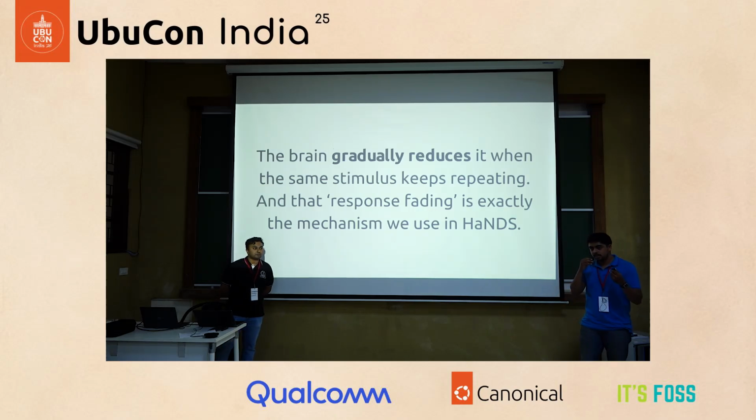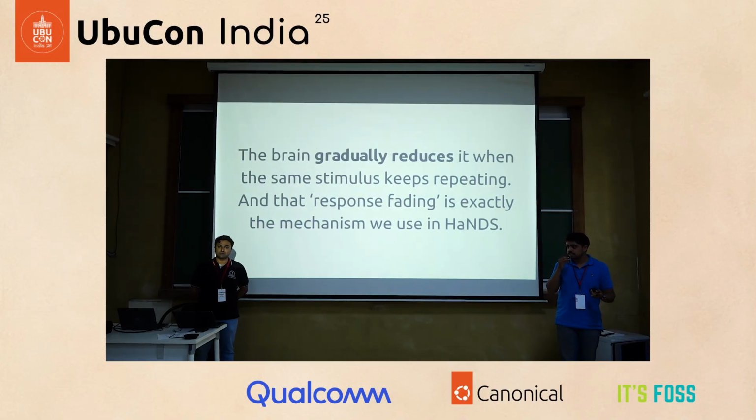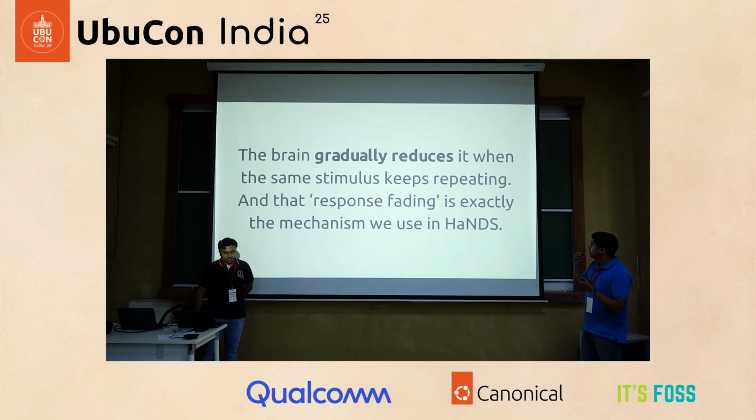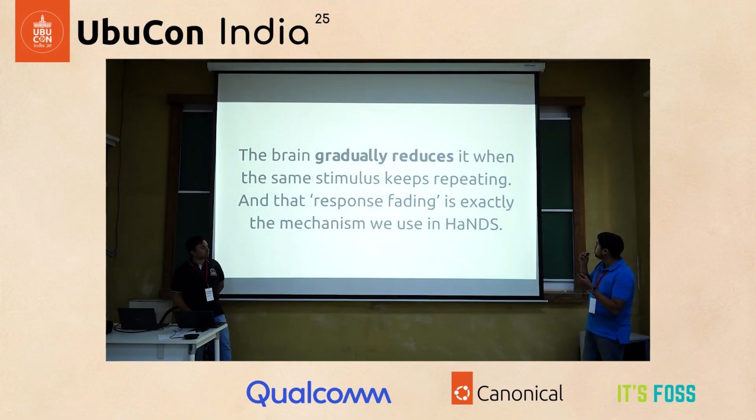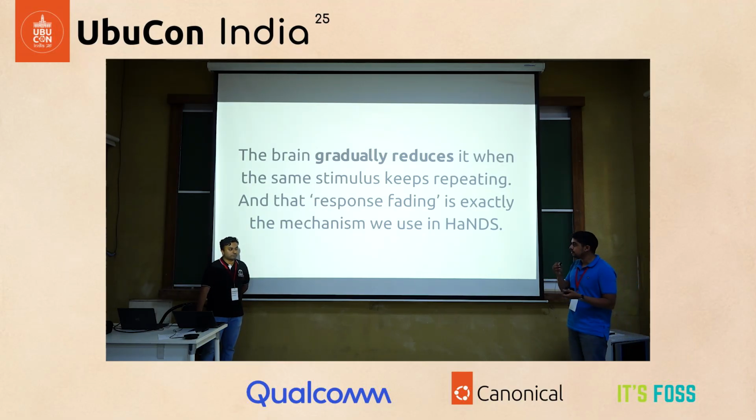The brain starts to associate a stimulus with a response, and that stimulus here is the bell ringing, and the response would be the dog salivating. What we're trying to do with HANDS is basically the opposite. We are trying to suppress the response for recurring signals, and instead respond to the anomaly signals. The brain gradually reduces the response when a stimulus keeps repeating, and that response fading is exactly the mechanism we are using in HANDS.